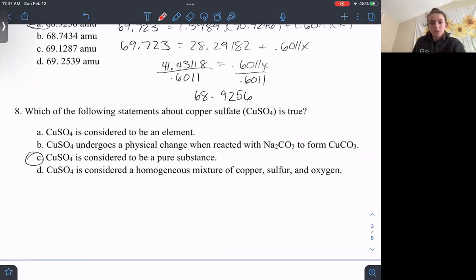And then Drew, you do need to know your strong acids and strong bases on the test. That won't be given in a table of any sort.